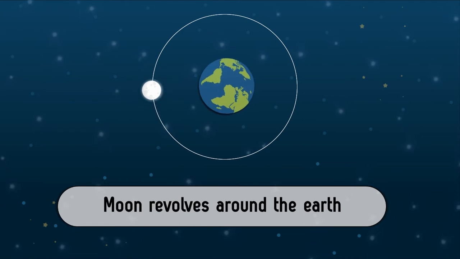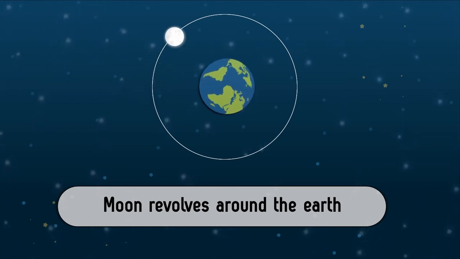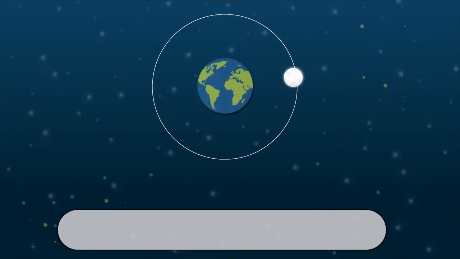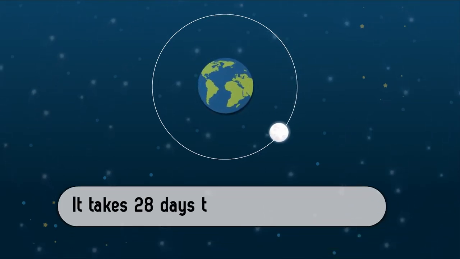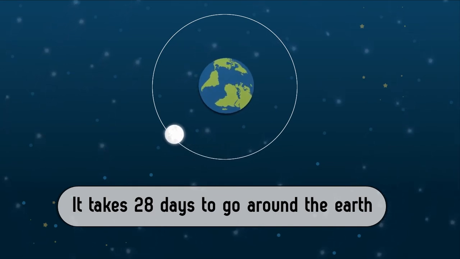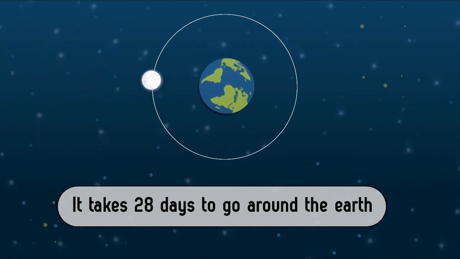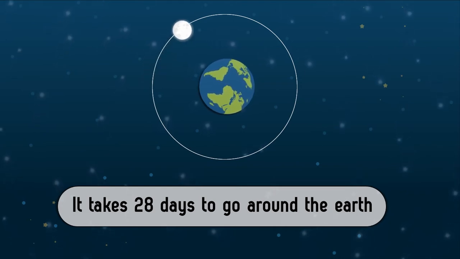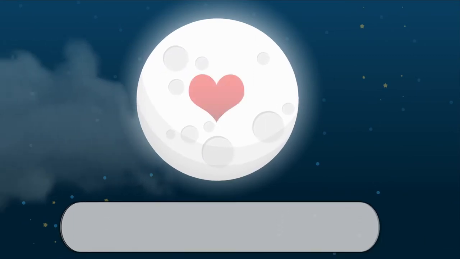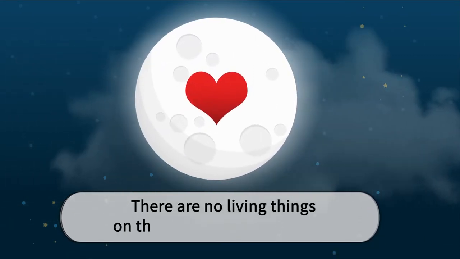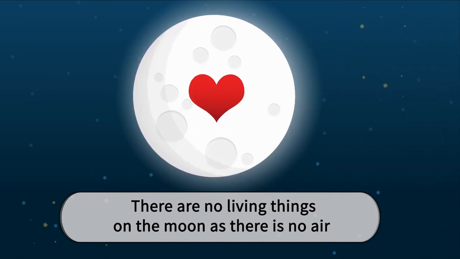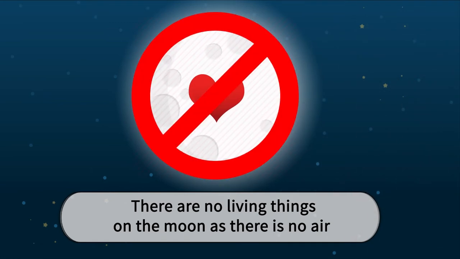It moves around the Earth. It takes 28 days to go around the Earth. There are no living things on the moon as there is no air on the moon.